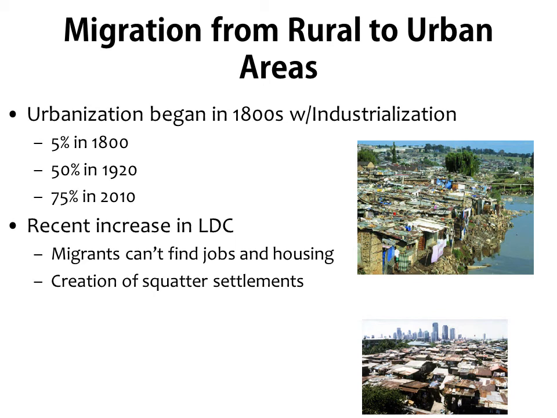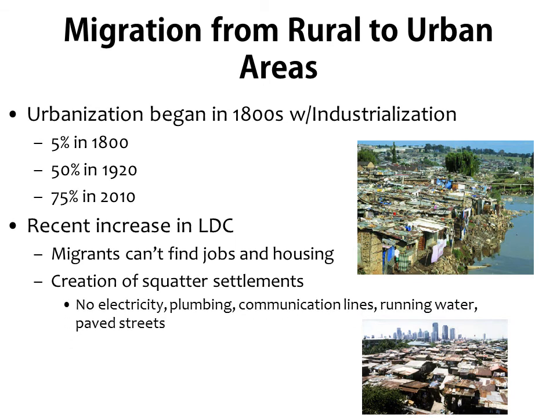This leads to the creation of squatter settlements, which you see over there on the right, with kind of shanty towns. These shanty towns are made out of corrugated steel, corrugated boards. There's probably no electricity, plumbing, communication, or water in there, so you can imagine disease is going to be a problem, sanitation is a huge problem, crime is going to be a major problem, and these are things that are major problems for LDCs.